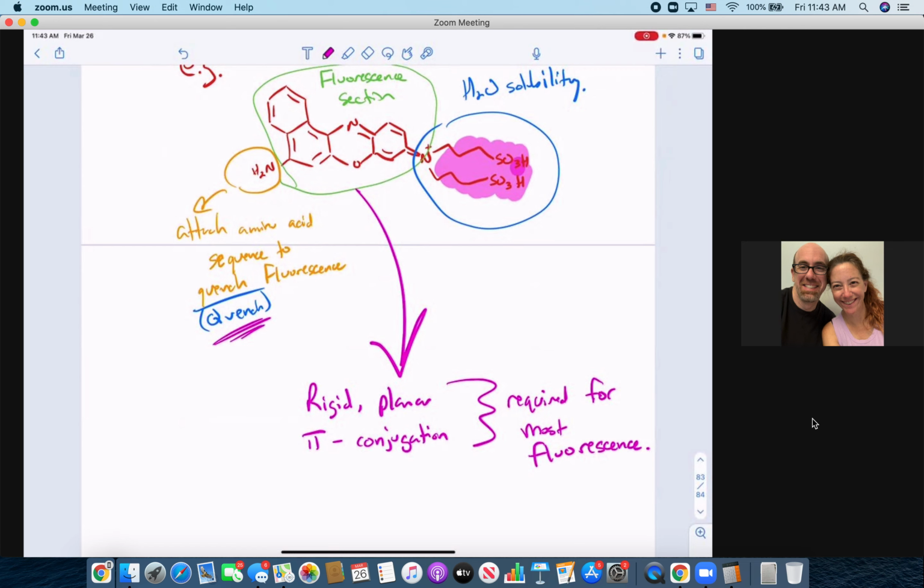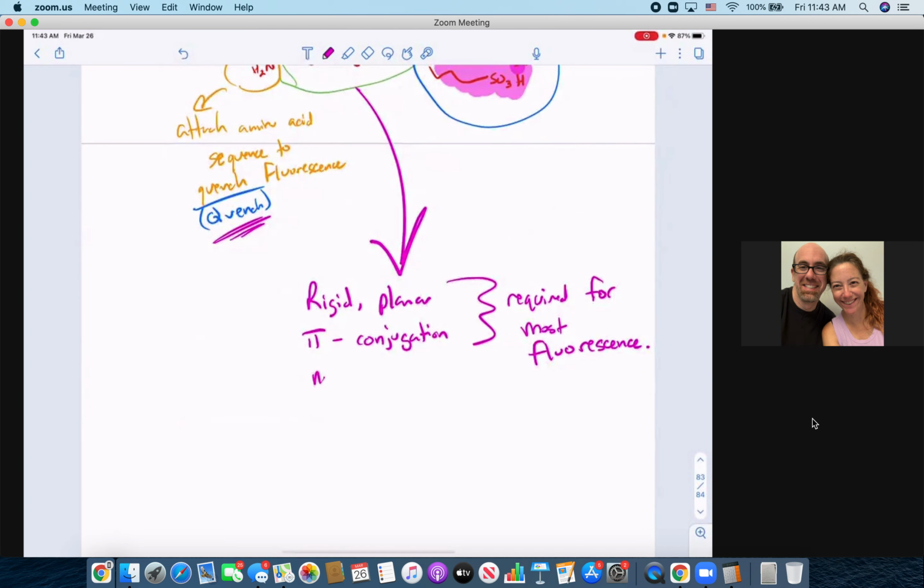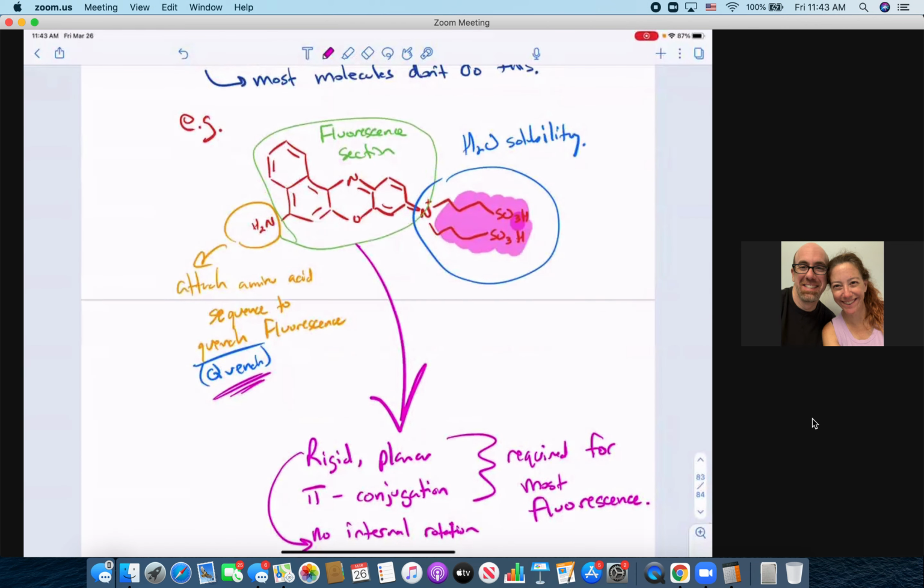Or if there's an axis of rotation, right? So if you think about it, no internal rotation. That's what I mean by rigid and planar. If there's a carbon-carbon single bond in this network somewhere, maybe between the two pi groups, they can rotate relative to each other. That also disrupts that delocalized network of electrons.